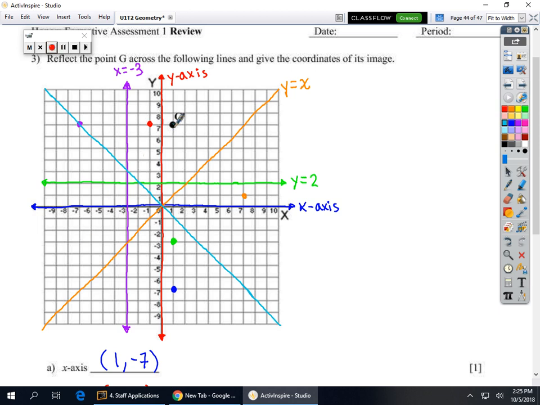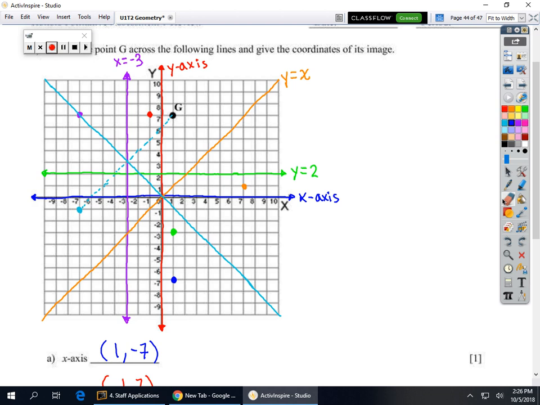So how far away is G from this light blue diagonal line? It is 1, 2, 3, 4. It's 4 diagonals away from this line. So if I reflect it, it's going to be 1, 2, 3, 4. That's going to be here. Just checking if I did it right. 1, 2, 3, 4. 1, 2, 3, 4. Yes, I've done this right.